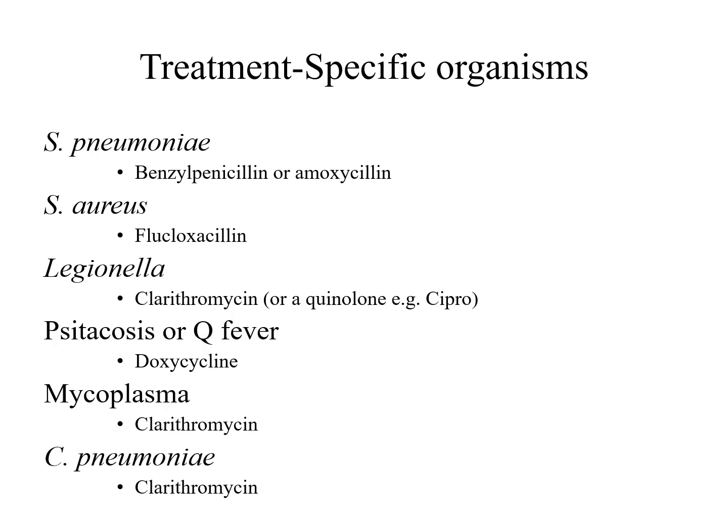These are some of the microorganisms which cause infection in the respiratory tract and their drug of choice. So when we talk about strep pneumonia, we are talking about benzyl penicillin or amoxicillin; Staph aureus, flucloxacillin; Legionella, clarithromycin or ciprofloxacin; Q fever, doxycycline; Mycoplasma, clarithromycin; and Chlamydia pneumonia, clarithromycin.